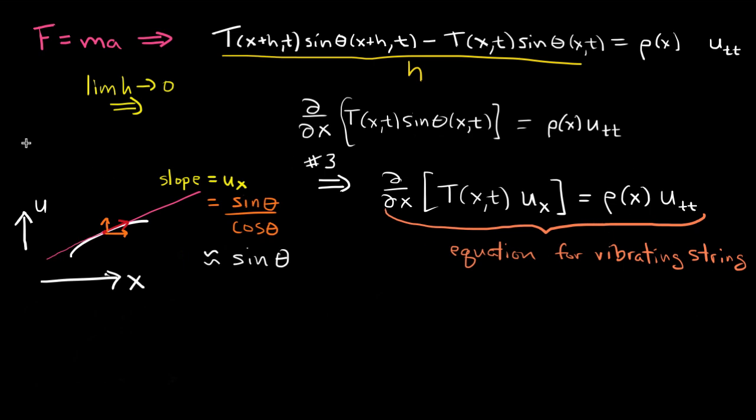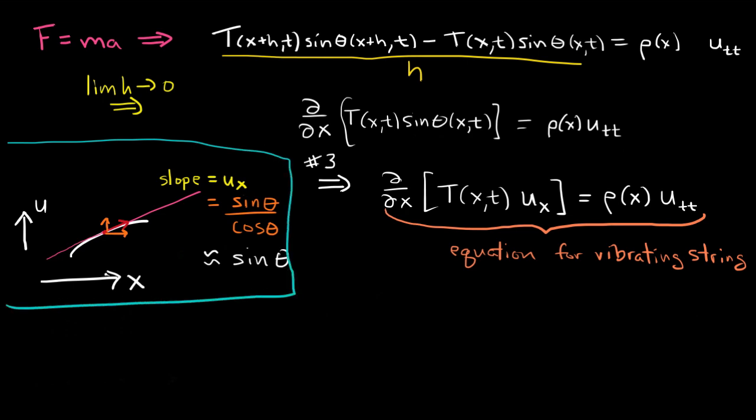So let me actually just box off this little argument that we did here just to keep it separate from what we're writing here. Let's add an assumption. Let's add, well, two assumptions. Let's assume that T(x,t) is equal to just simply T, which is constant. And let's also assume that rho is also constant.